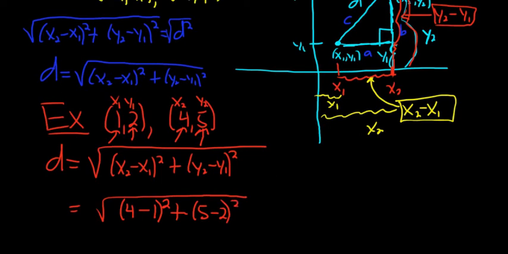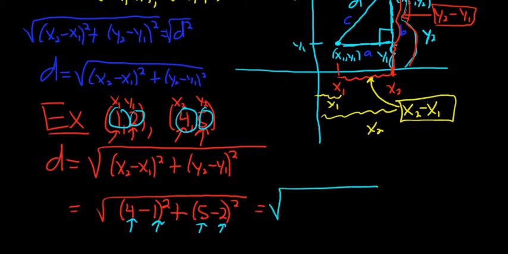Be really careful with the parentheses here, okay? Just be careful. Always take your time. Let's check that very, very carefully. So we did, subtract the x's. So we did 4 minus 1, checks. Then we did 5 minus 2, 5 minus 2. So you subtract the x's, you square them. Subtract the y's, you square them.